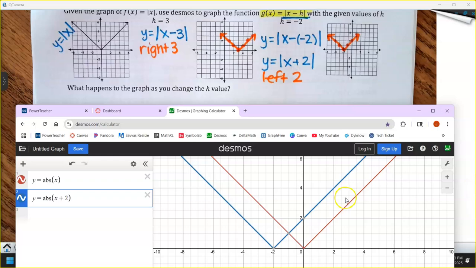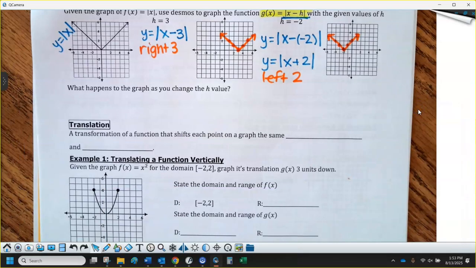Now you're probably like, okay, Miss Brody, why am I doing this? This, I think, is the hardest translation to remember, because most of the time if people look at an equation like this is x minus 3, I see a -3 and I think that should be going to the left. Or I look at this one and I see a +2 and I think that should be going to the right. It actually goes the opposite direction, if you guys can see that.